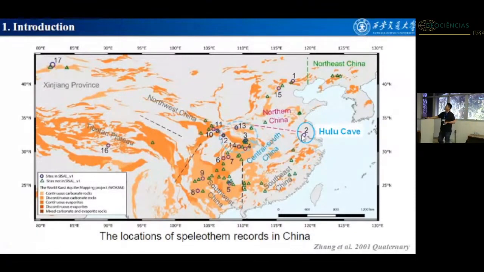So this cave is the location of Hulu Cave. It's from eastern China. And this location is Sanbao Cave. Dongge Cave is from here. So these three caves are the most famous caves in China.